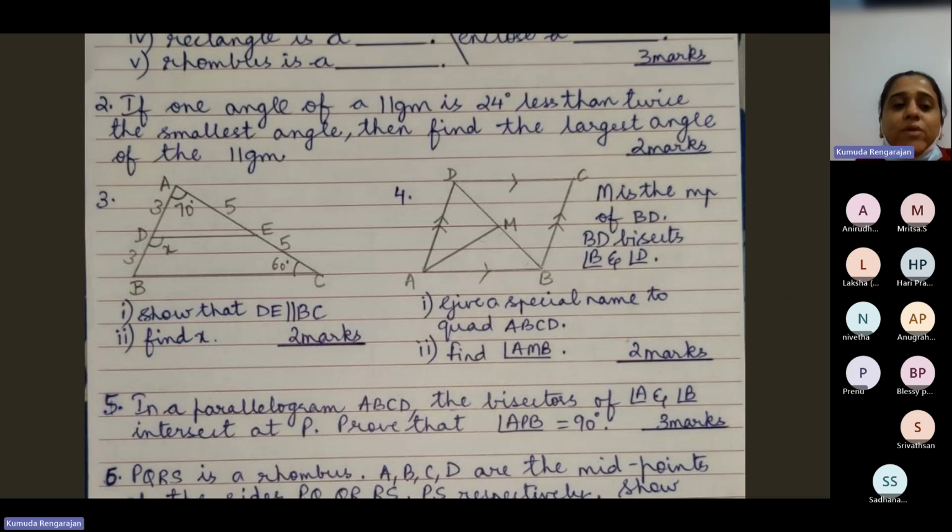Find angle B using the angle sum property. 50 degrees, ma'am. Now, since DE is parallel to BC, what will be the measure of X? Co-interior angles, 130 degrees. Co-interior angles are supplementary.